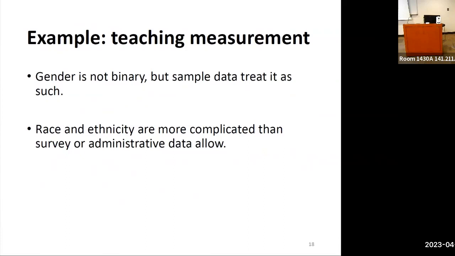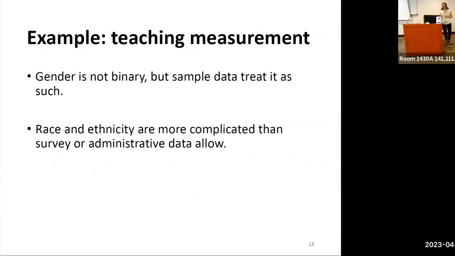And then I usually say, okay, now that we've talked about this, I will note every survey we're going to use for the rest of the semester treats gender as a binary variable, and we will be stuck with this. But when you go out in the world and you create data sets, you can think about the best ways to measure and whether data sets can be improved.